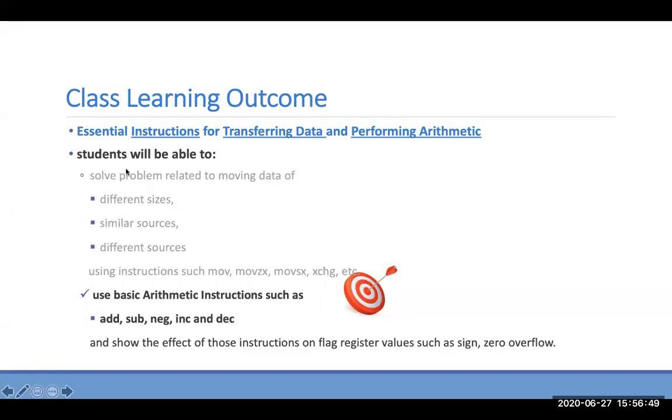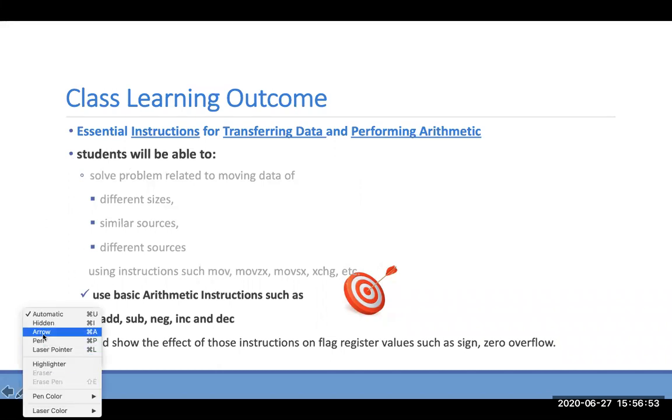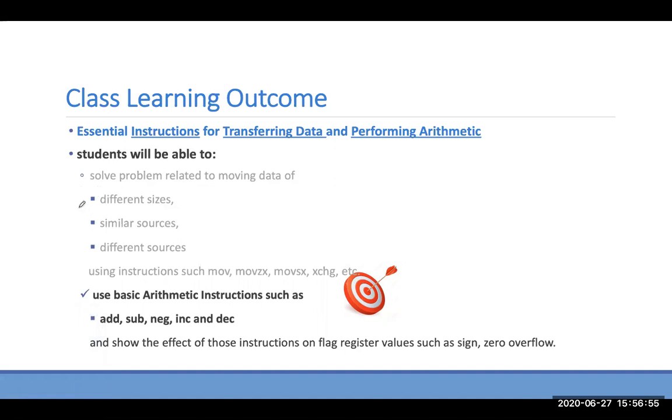So we covered the move instruction rules in the last part of chapter 4. Right now we're going to focus on the basic arithmetic instructions like add, sub, negate, increment, and decrement. And again, we're going to look at their effects on the flags register.